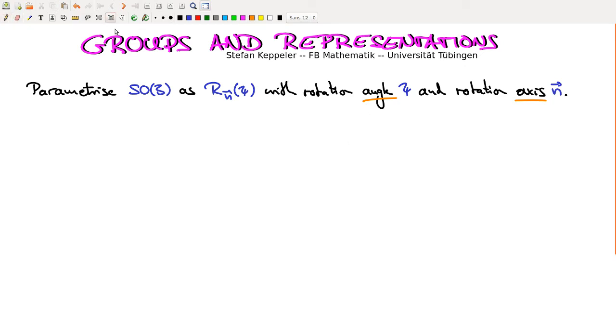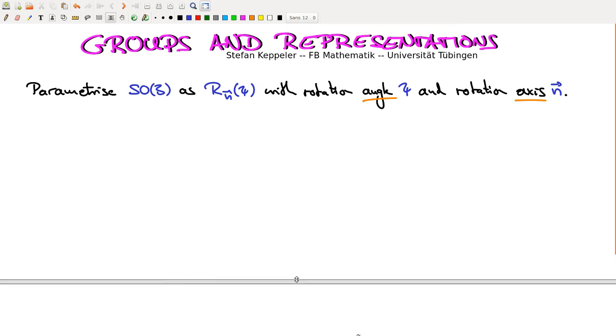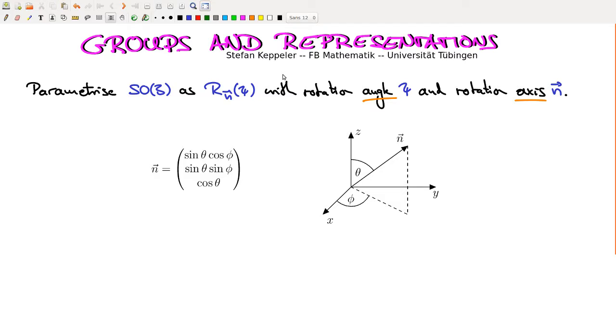And if we use two more angles to specify the axis, spherical coordinates, like this, then we can specify a rotation matrix by three angles. So two angles for the axis and then really one for the rotation angle here. And this is our convention for θ and φ, spherical coordinates.